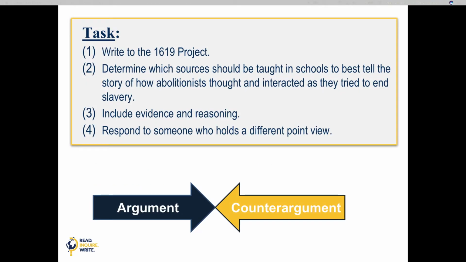Your task is to write to the 1619 Project. Determine which sources should be taught in schools to best tell the story of how abolitionists thought and interacted as they tried to end slavery. Include evidence and reasoning and respond to someone who holds a different point of view.